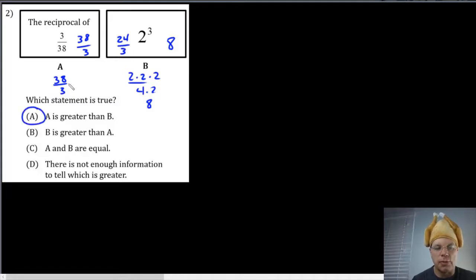We could also have made 38 thirds into a mixed number by finding how many 3's are in 38. There are 12 because 12 times 3 is 36. And we would have 2 thirds left over. So this is 12 and 2 thirds, which is greater than 8 wholes.